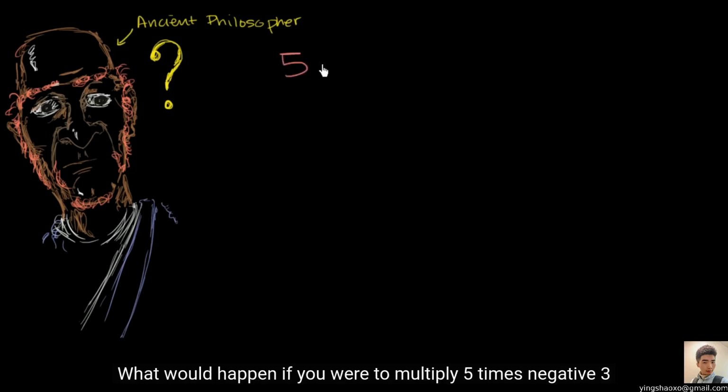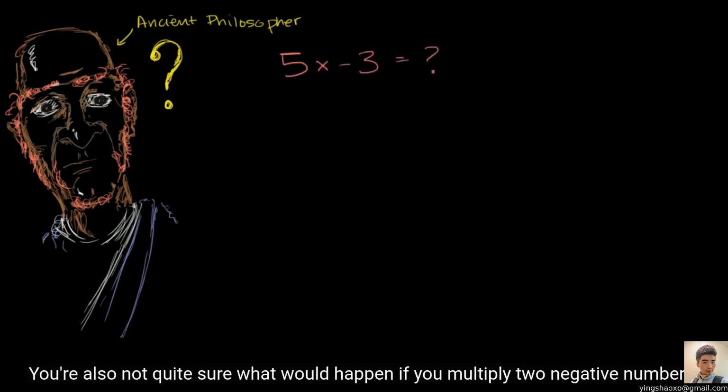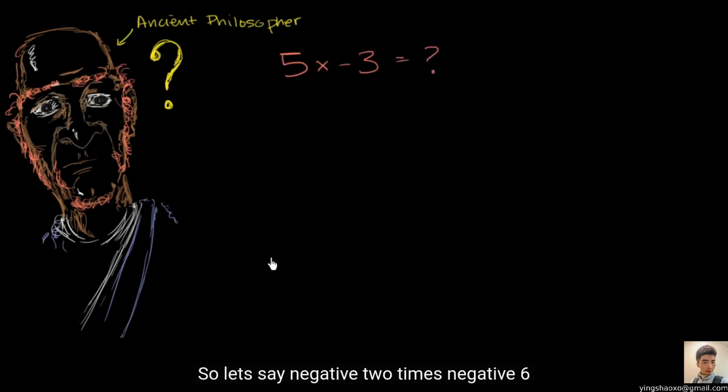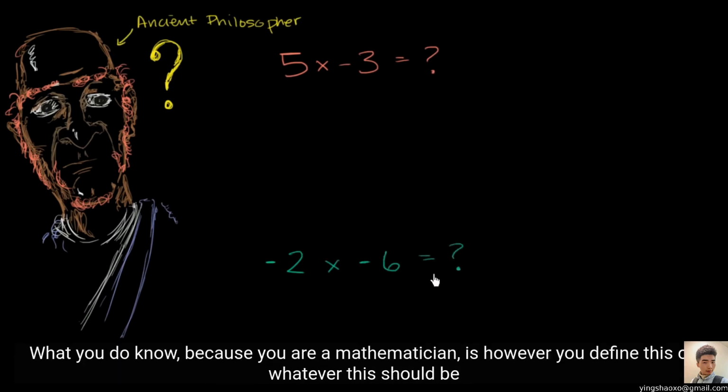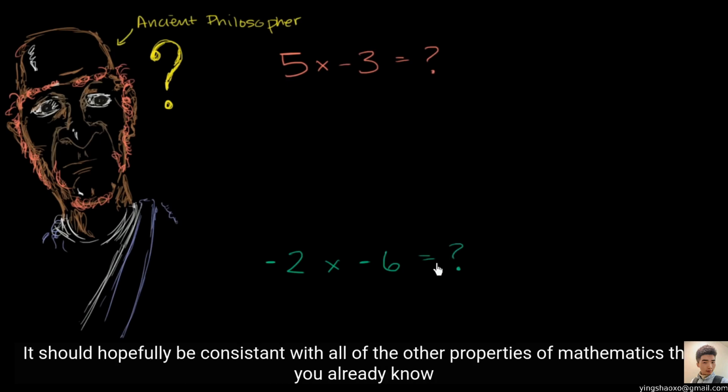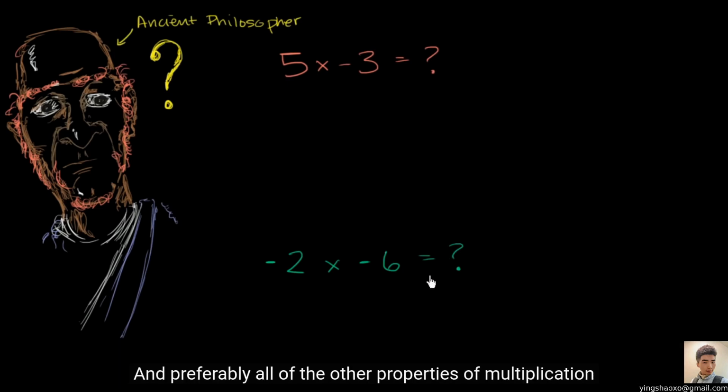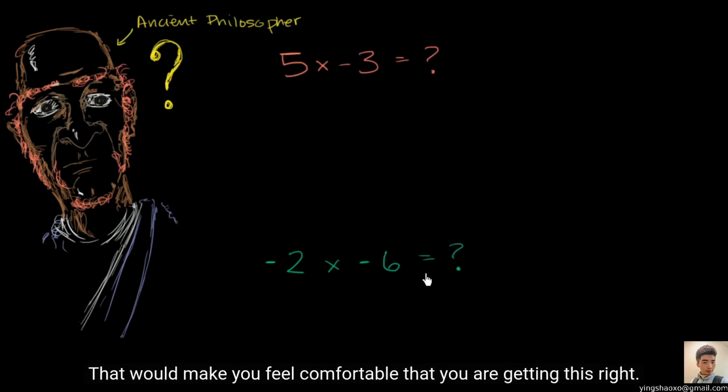What would happen if you were to multiply 5 times negative 3? You're not quite sure about this just yet. You're also not quite sure about what would happen if you multiply two negative numbers. So let's say negative 2 times negative 6. This is also unclear to you. What you do know, because you are a mathematician, is however you define this, or whatever this should be, it should hopefully be consistent with all of the other properties of mathematics that you already know, and preferably all of the other properties of multiplication. That would make you feel comfortable that you are getting this right.